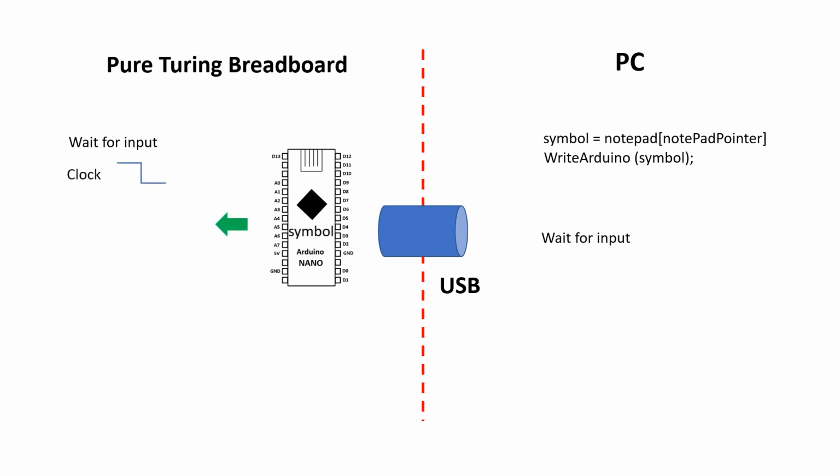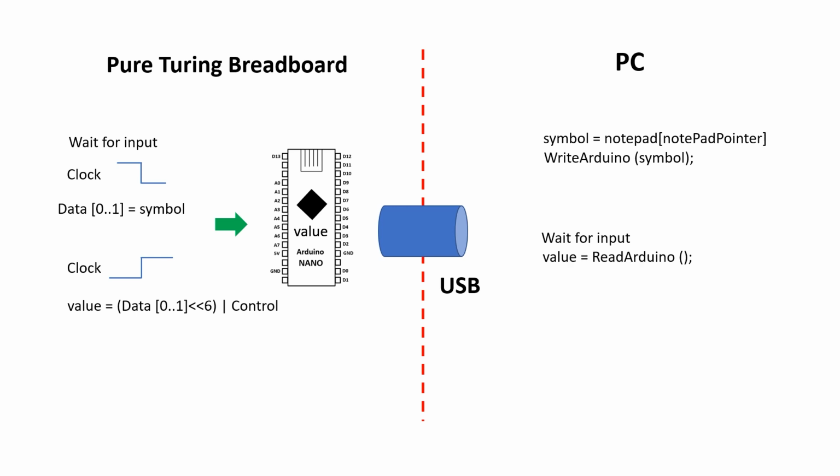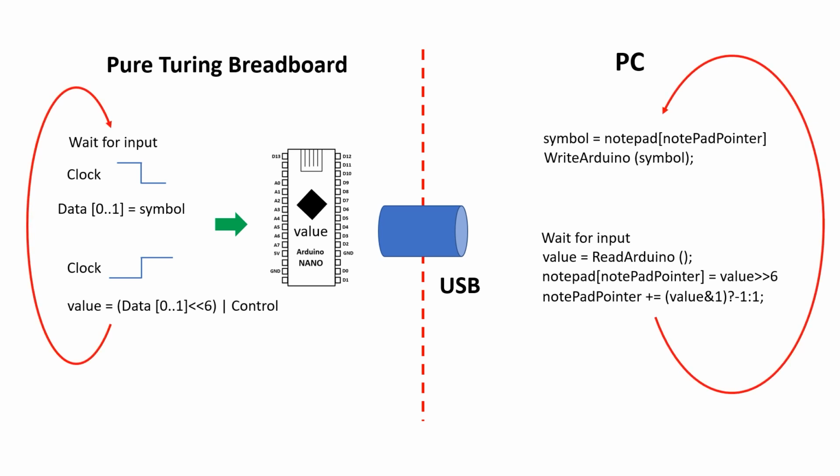When the Arduino receives this signal, it sends clock low. It presents the bottom two bits of symbol on the data lines. So in this way, the PC's effectively done the notepad lookup. It then raises the clock signal. After that, it converts the data lines to inputs, reads the values, and reads the values on the control lines. Then it sends this information via the USB back to the PC. The PC then stores this information in the notepad, then it either increments or decrements the notepad pointer based on the control signals. Once this is done, the program in the PC and the program in the Arduino just loop back to the start.